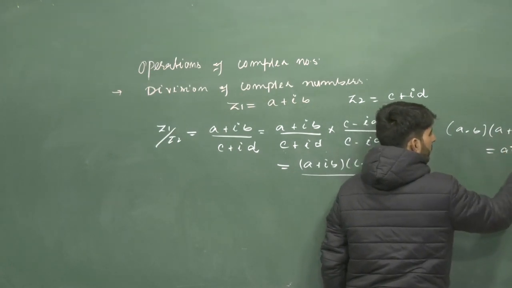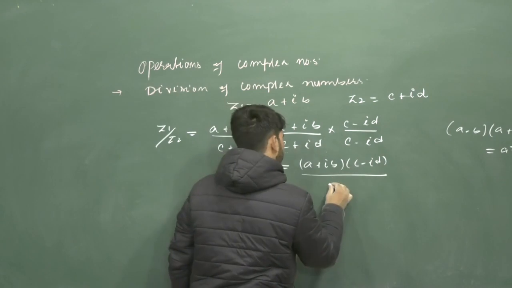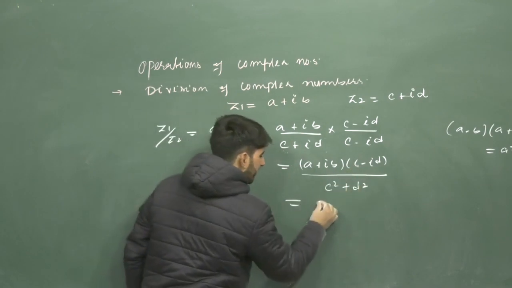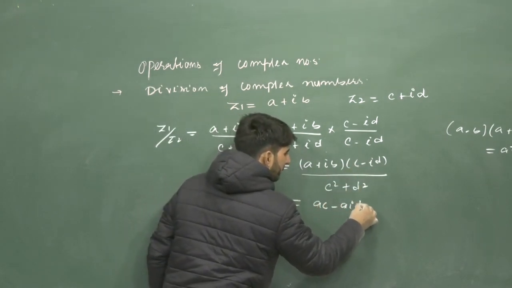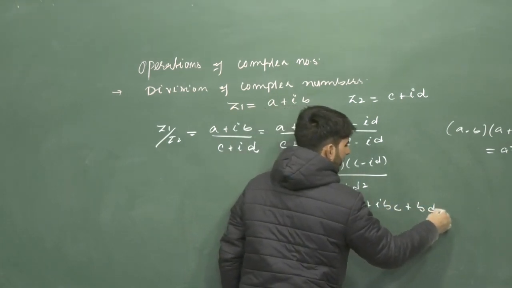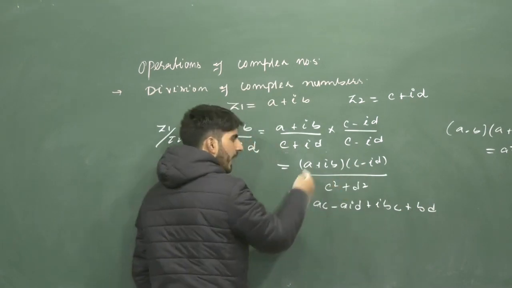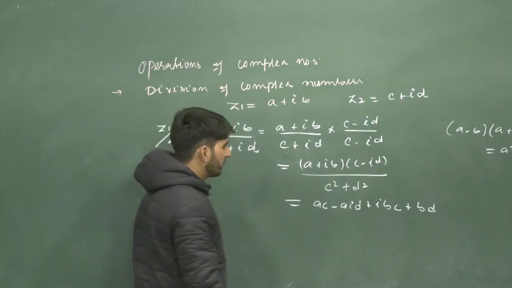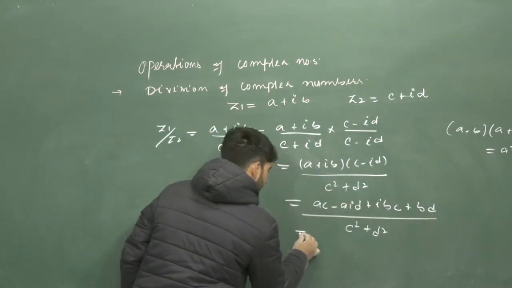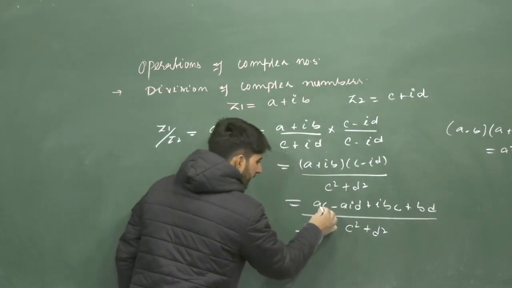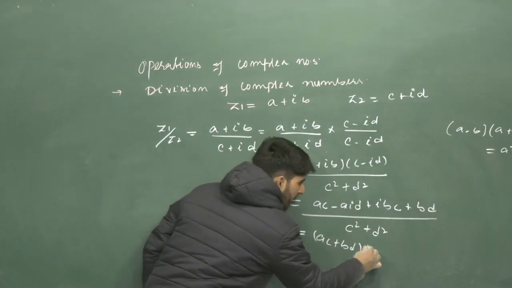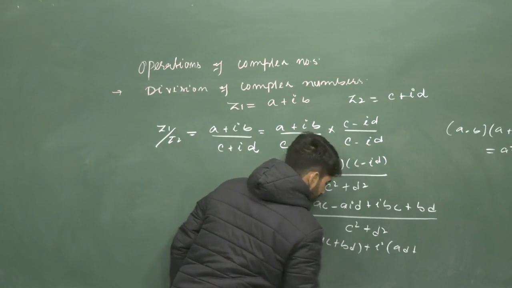This is equal to a square plus b square. Here the value of this is equal to c square plus d square. So multiply here: this is ac minus iota ad plus iota bc plus bd. Plus minus is minus, and iota into iota is iota square, which is minus, so that is why there is the plus. c square plus d square, which is equal to, collect the real parts, ac plus bd, plus iota times (bc minus ad).